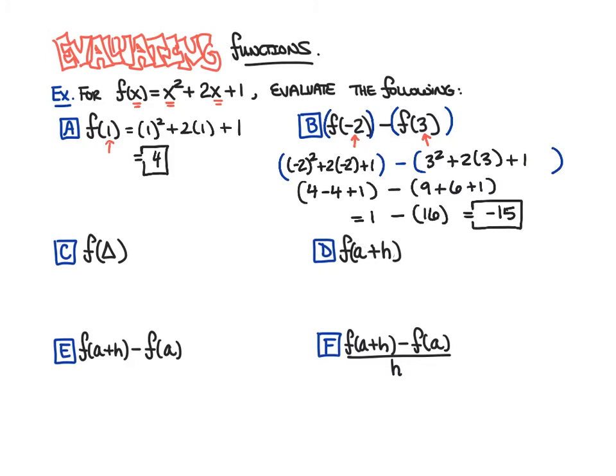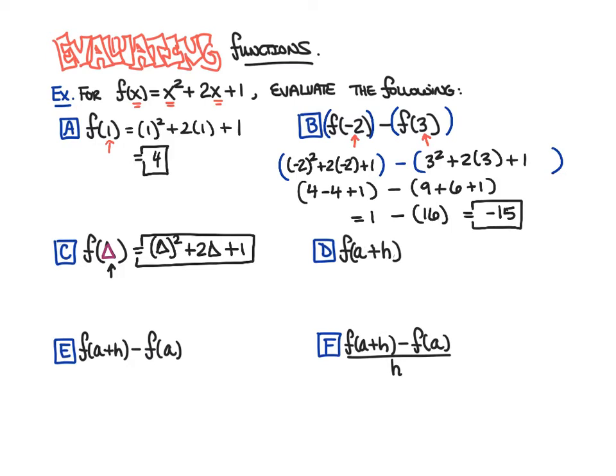Part C looks a little funny because I'm asking you to evaluate f of some triangle. And this is just to really drive home that the input, whatever the input is that you see here, is going to replace the x from the function. So it'll actually be triangle squared plus 2 times triangle plus 1. I don't know what triangle is, so this would be my final answer. This really is to just emphasize that I can put anything inside of that evaluation parenthesis for the function.